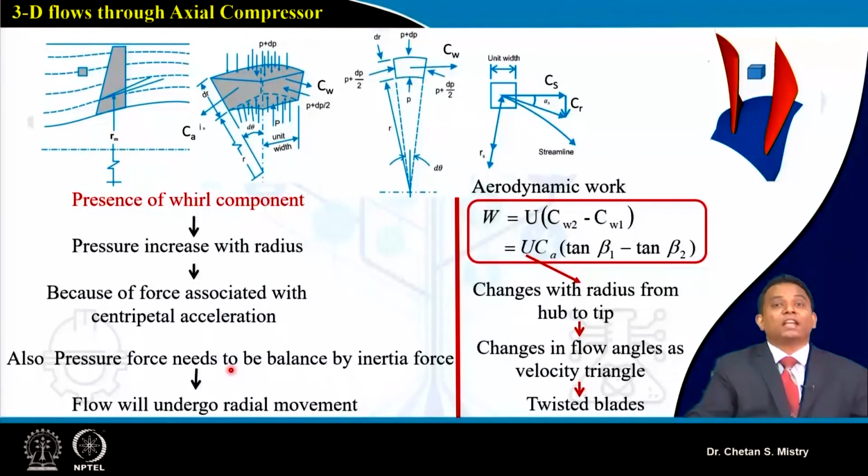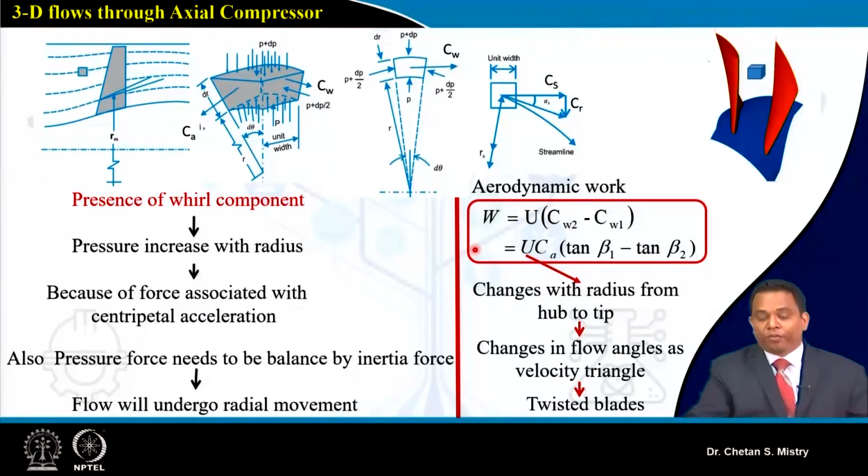Okay, so now, for our understanding of the three-dimensionality of flow, we have the presence of the whirl component, which leads to an increase in pressure along my radius. This rise of pressure is because of the force associated with centripetal acceleration, and this pressure force needs to be balanced by my inertia force, which gives my fluid particle a radial movement. Because of the presence of this inertia force and the change of my radius, we have a change in the movement of my particle. So our flow becomes more three-dimensional within the passage.